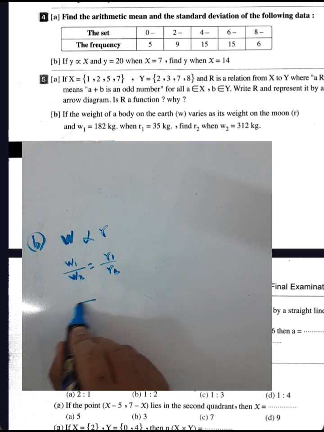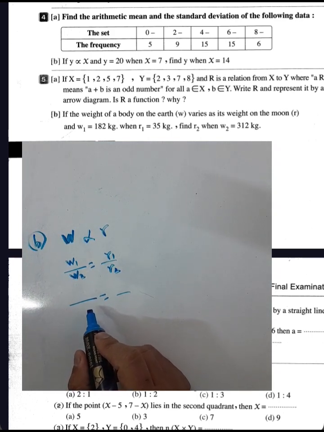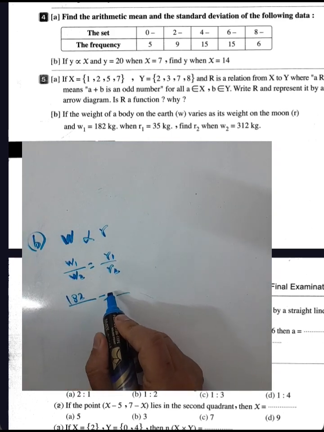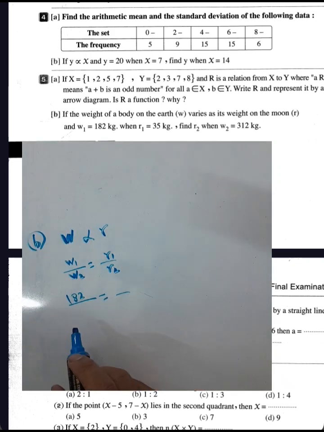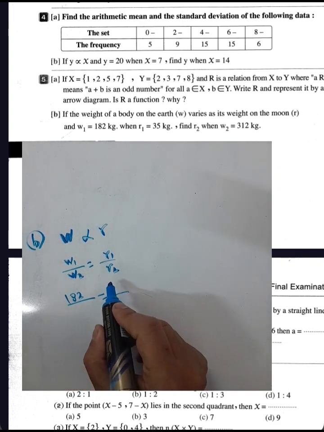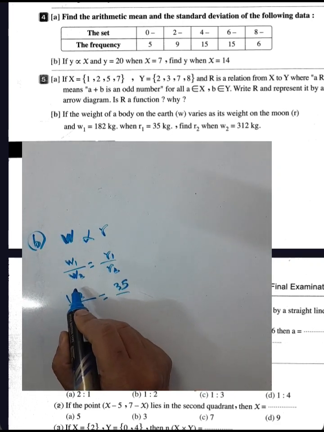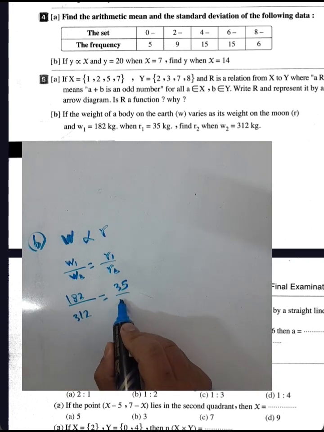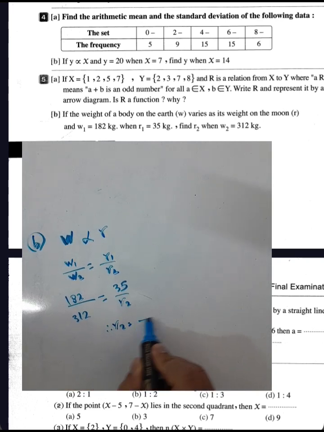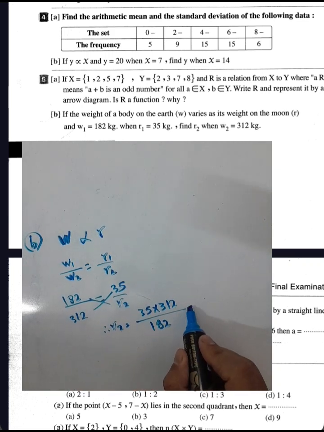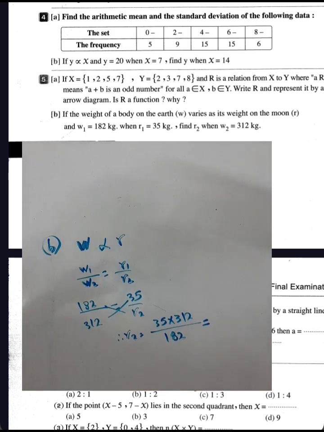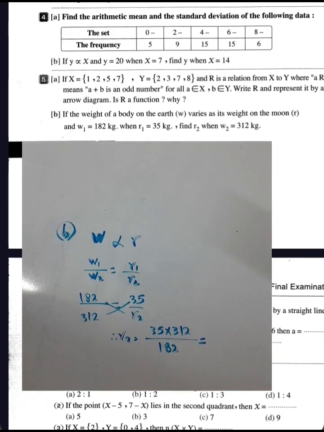He gives us the first weight 182 and radius 1 here. R refers to the weight on the moon was 35, and the weight 2 is 312, right? 35 times 312 over 182. We can get the result by using a calculator. The result will be 60 kilograms.